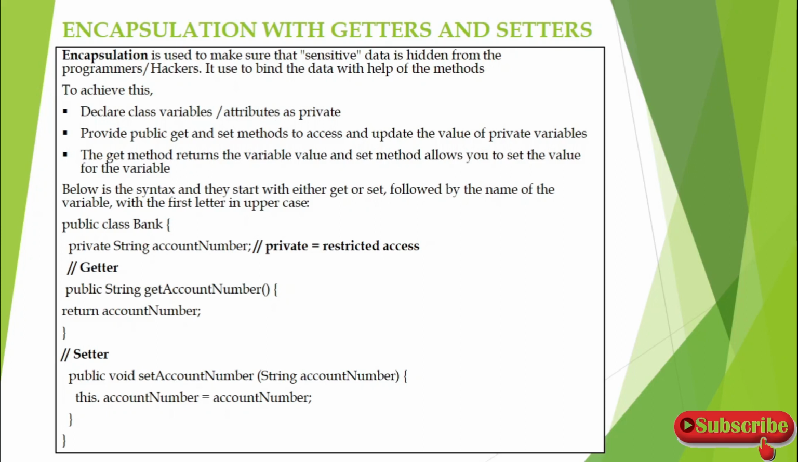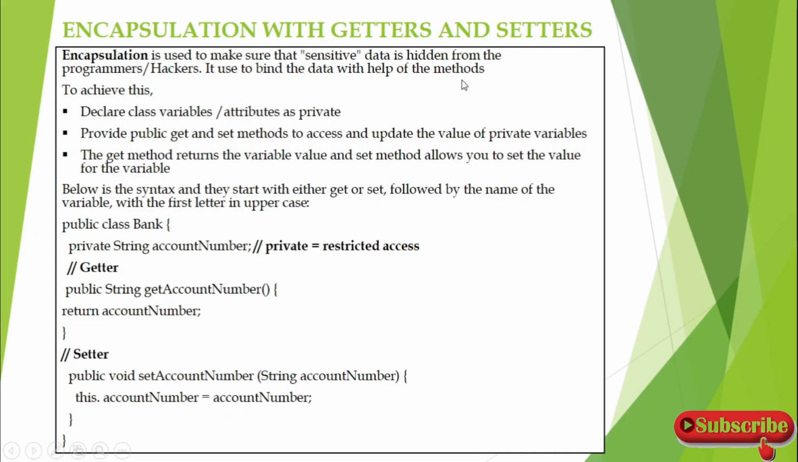In today's video, let's see what is encapsulation in Java and why we have to use the getters and setters methods. Firstly, encapsulation is used to hide sensitive data from other programmers or hackers. If you want to assign sensitive data, then you have to use a private variable, that is, the private access modifier. You set it on a variable and you can assign that value to that variable. And it is used to bind the data with the help of the method.